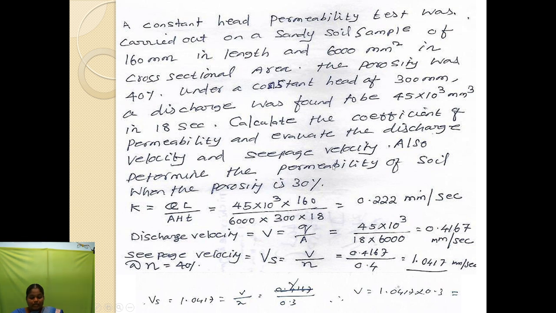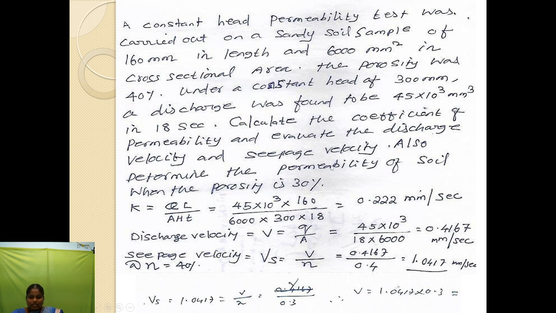Let H1 and H2 be the heads at time T1 and T2 respectively. Let H be the head at any intermediate time, and dH the change in head in a smaller time interval. So this formula can be used for the falling head permeability test: K equals 2.3 aL by At log10 H1 by H2. That formula can be used to calculate falling head permeability.